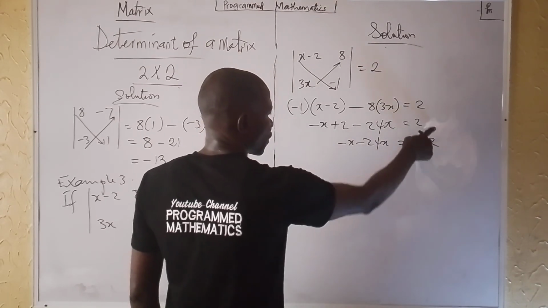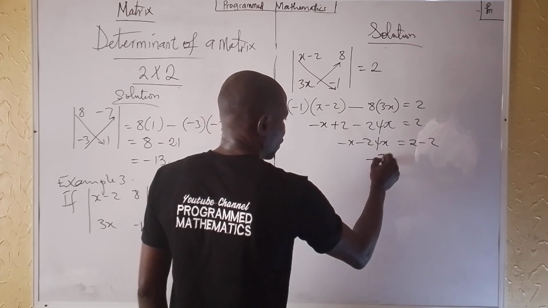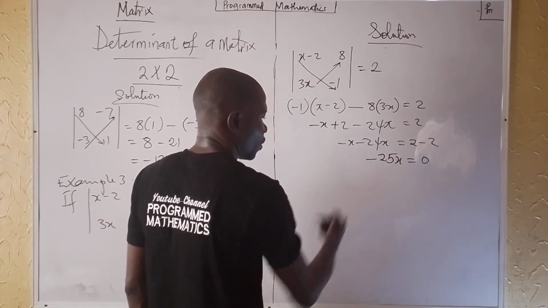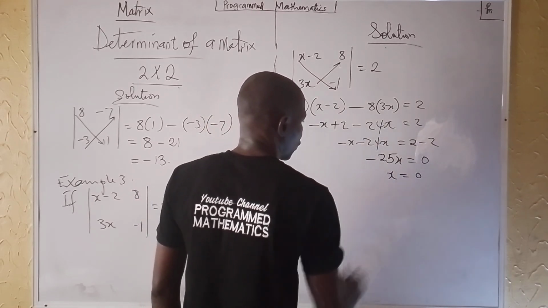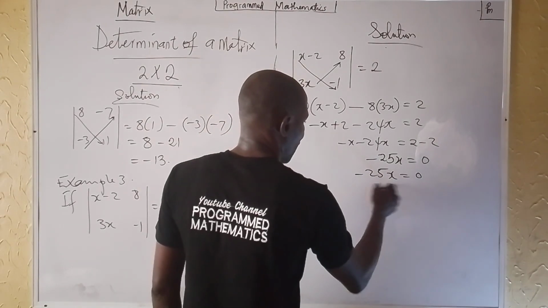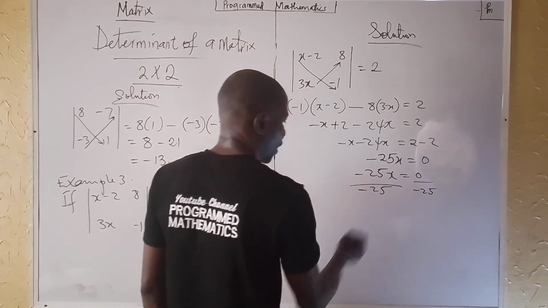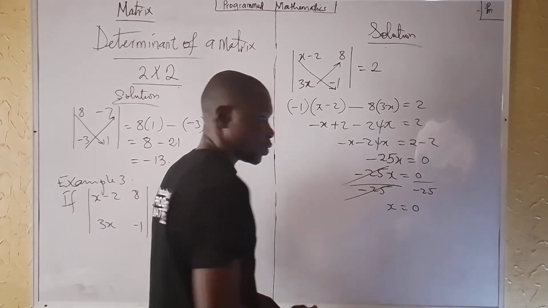This plus 2 will cross here to become minus 2. So minus x minus 24x is minus 25x. 2 minus 2 is 0. So when you divide both sides by minus 25, x will be equal to 0. That is, minus 25x over minus 25 is equal to 0 over minus 25. This cancels from here, x equals 0.